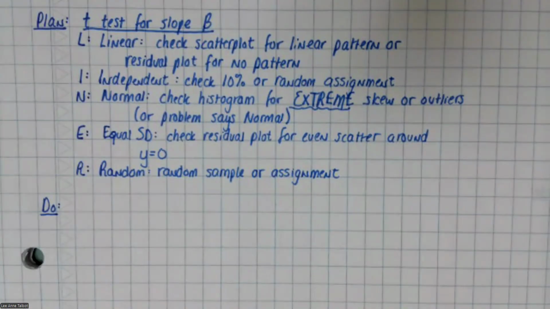And it could be both, like that crazy CPM problem that we had. Do you guys have any questions about the conditions?